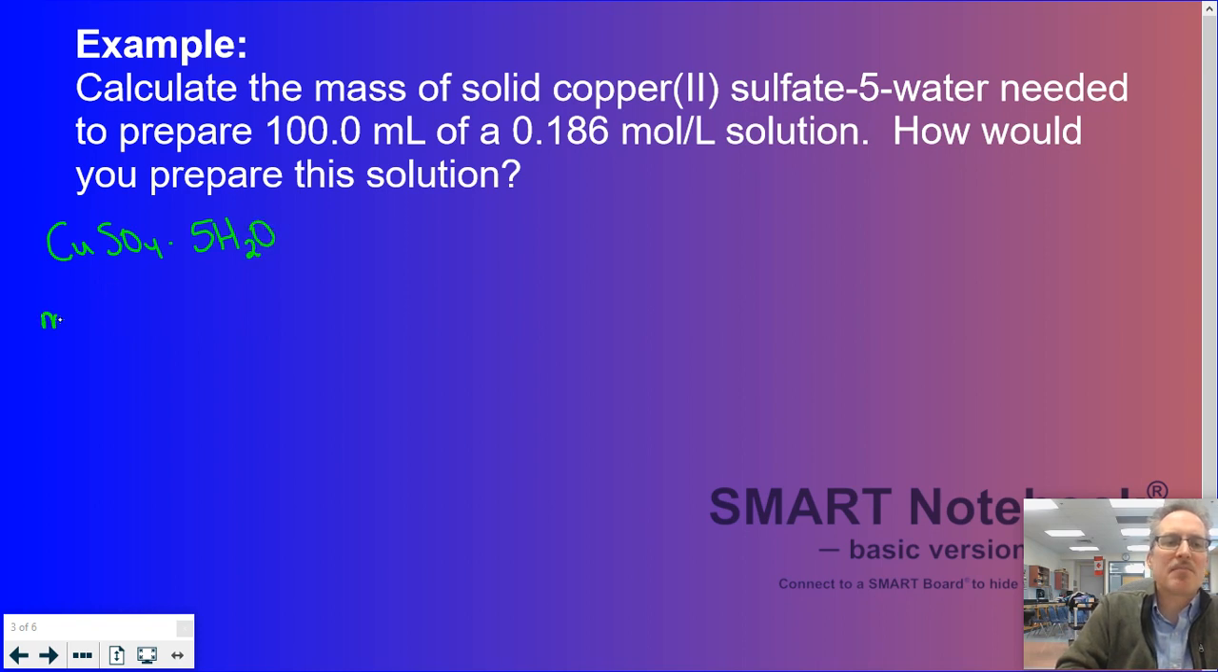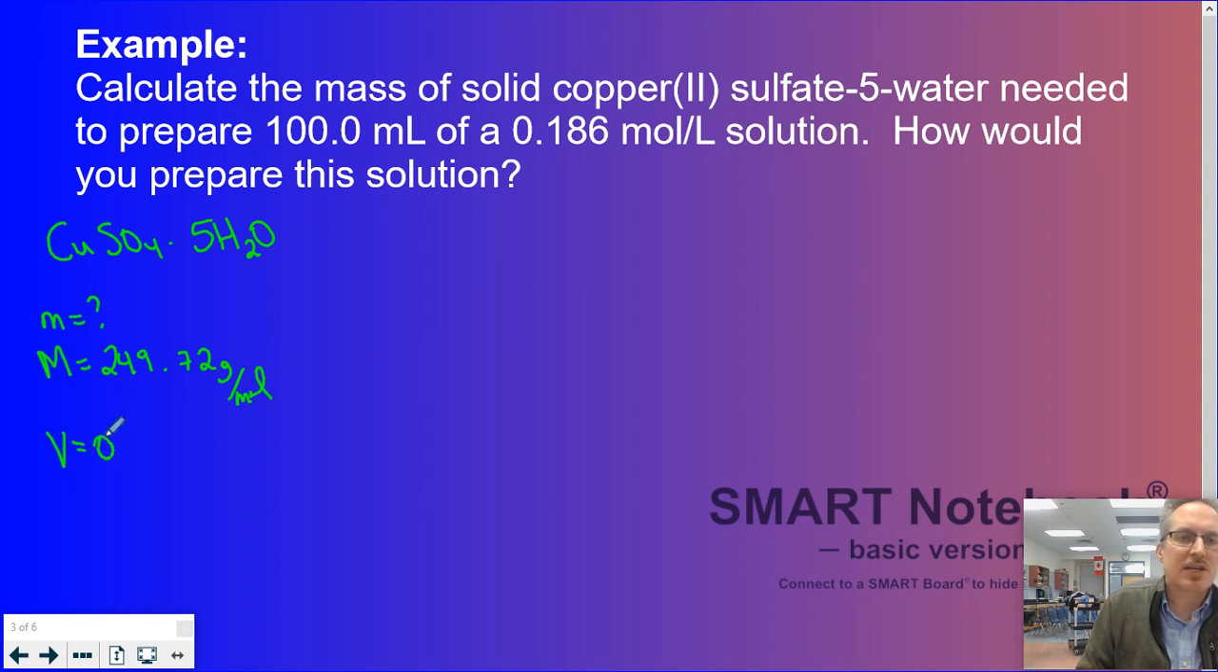Now, we are trying to find mass, so that is going to be what my question mark is. My molar mass, we're going to calculate. So we're going to add together 63.55 plus 32.07 plus 4 times 16 plus, we also have 5 times 18.02. Because remember, water is 18.02. So my number comes out to be 249.72 grams per mole.